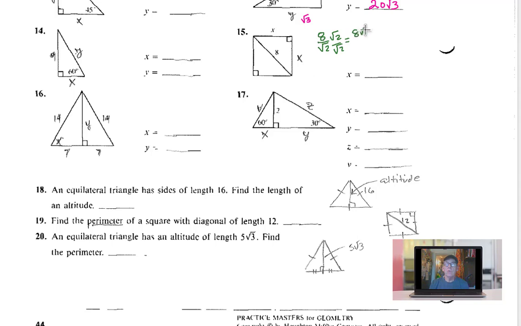And we end up with 8 square root of 2 over square root of 4, which is 2, and that simplifies to 4 square root of 2. So x is going to be 4 square root of 2, and this other x is going to be 4 square root of 2. And when we do that times radical 2, we get 4 times 2, which gives us the 8 for the hypotenuse.